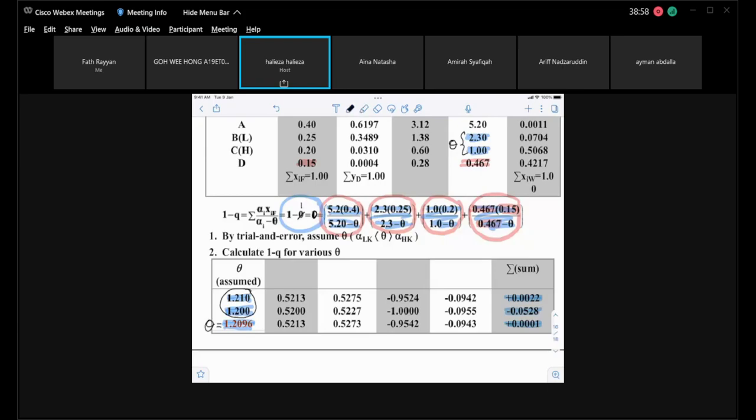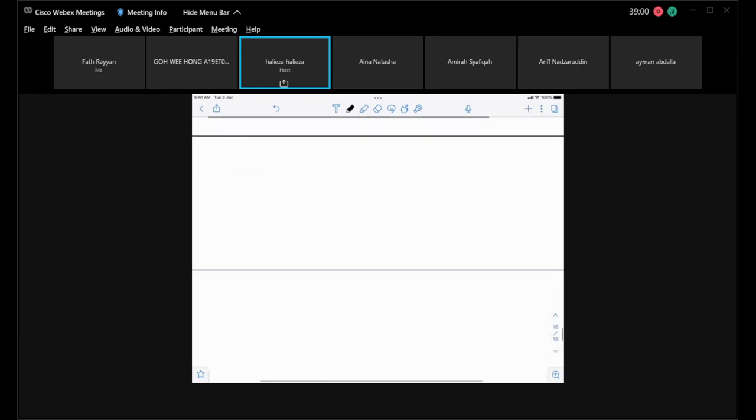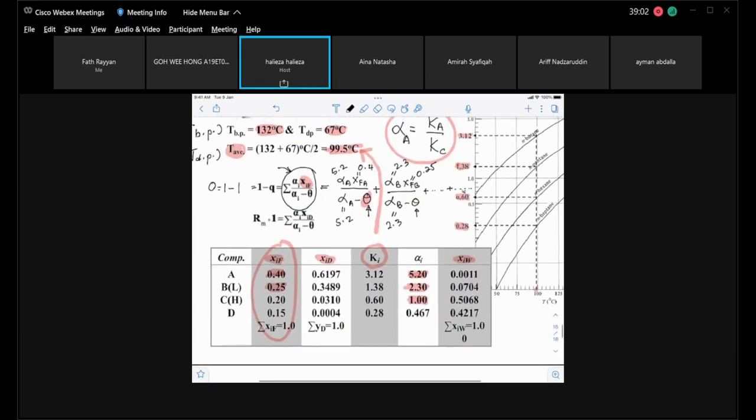Once you manage to get that value, you will substitute it into the second equation here. Use that theta over there. From there, you will use the composition of your distillate from this column. The alpha value is still the same, still the average value. That is your relative volatility at the average temperature.